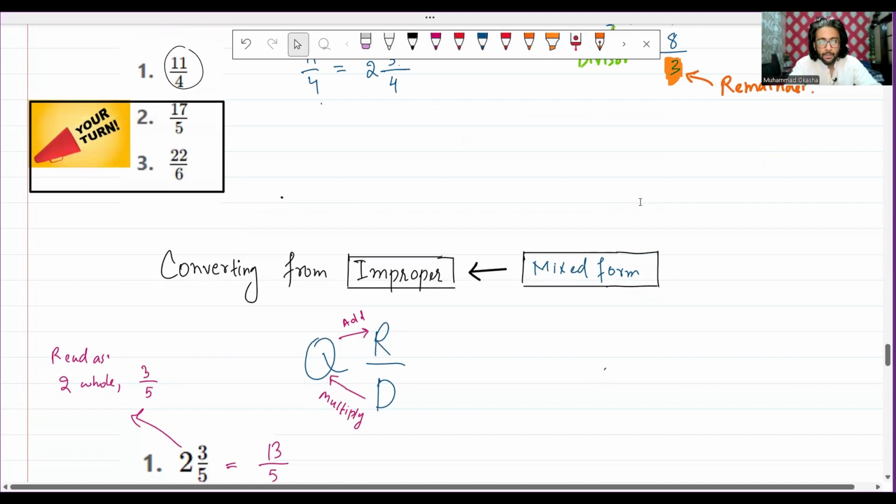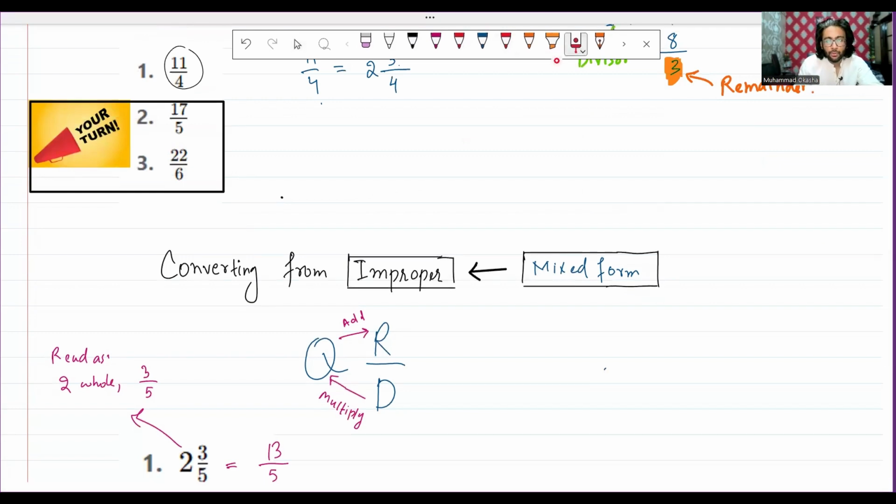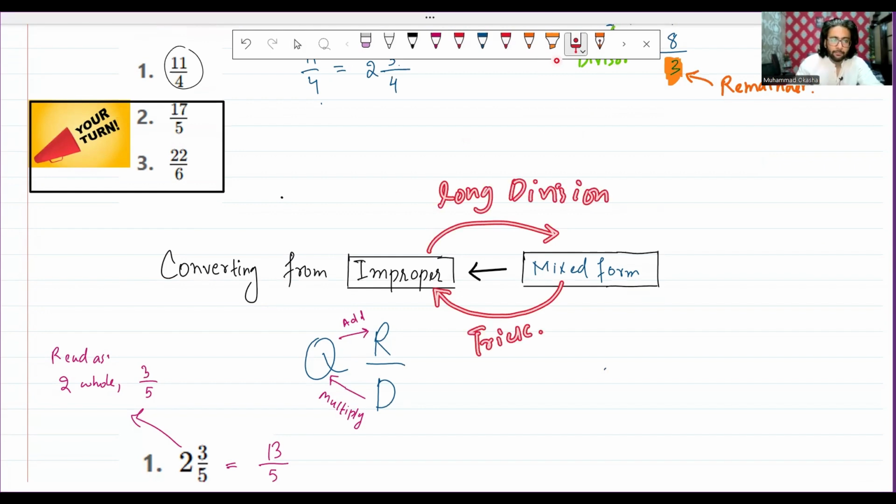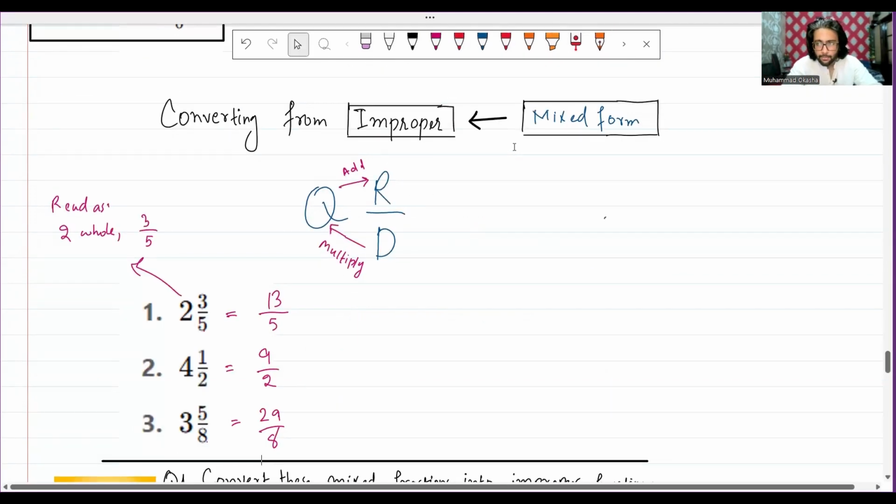Okay, so now we know how to go from improper form to mixed form and how to go from mixed form to improper. To go from improper form, it is the long division. And this, I would say, is a trick you follow, and you get back to the improper fraction. Again, I'm emphasizing this point. This is really crucial because it is going to be seen in a lot of questions coming ahead.